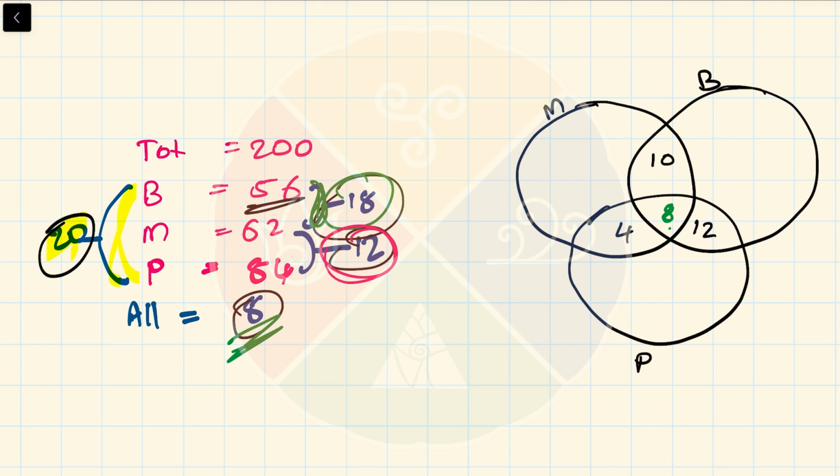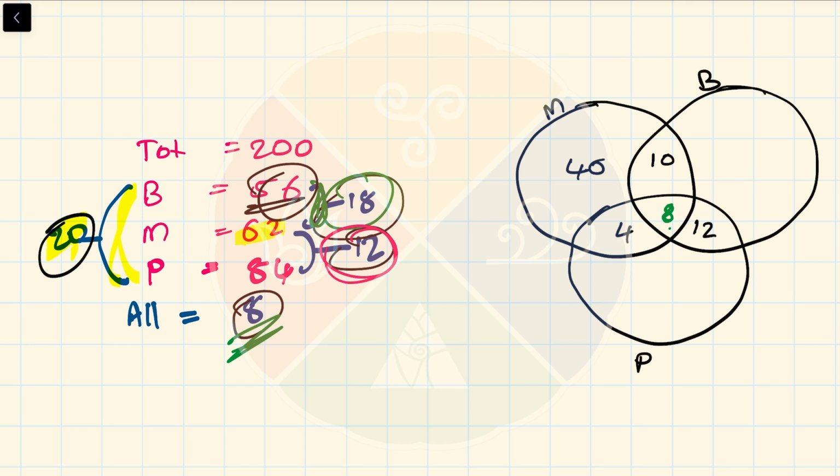For example, inside the maths circle, in total, how many people should we get? 62 people. But already there are 10 plus 8 plus 4, that is 22 people. So 62 minus 22, we have to add only 40 more people here. If we add 40 more people here, if you check inside maths, you will find a total of 62 people there. Similarly, we can fill the data in the other places.